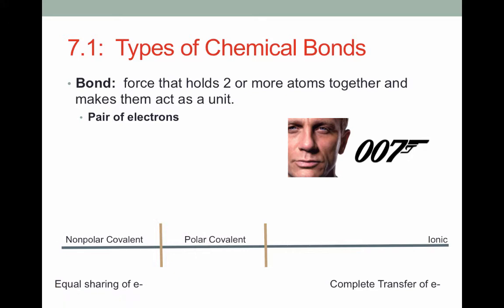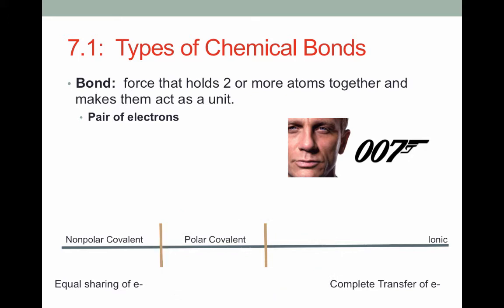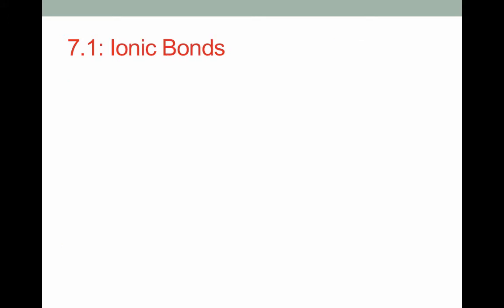However, the sharing of electrons can be less and less equal until a complete transfer occurs. So a bond might share its electrons unequally and lie somewhere in the middle of this continuum. We'll talk more about that when we talk about covalent bonds, but for right now it's important to realize that bonds can lie somewhere on a continuum between ionic and covalent, depending on the degree to which the electrons are shared or transferred. Let's focus now on ionic bonds, the subject of this video.